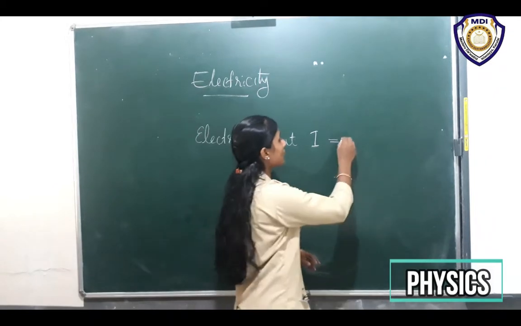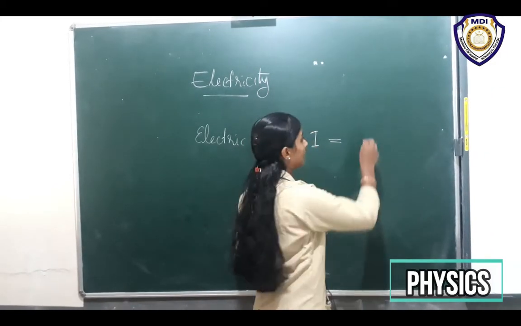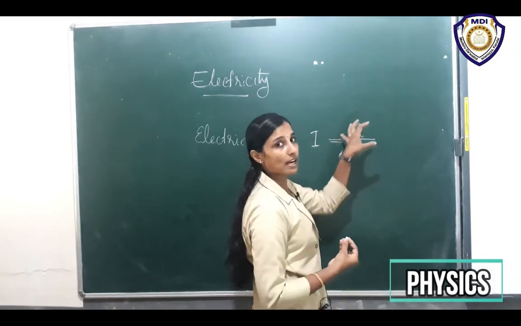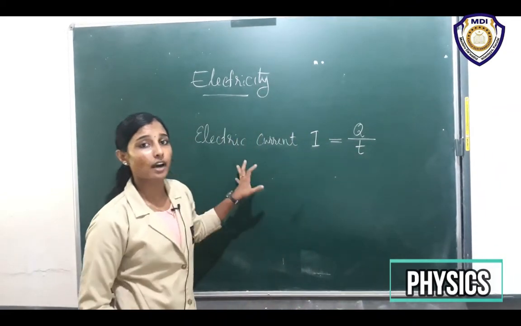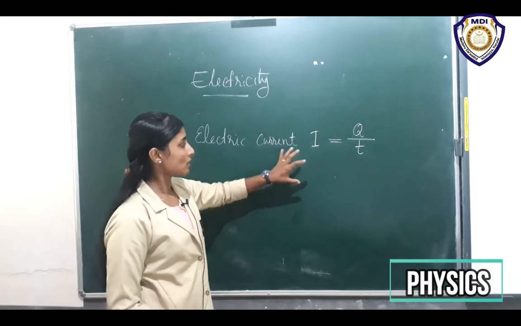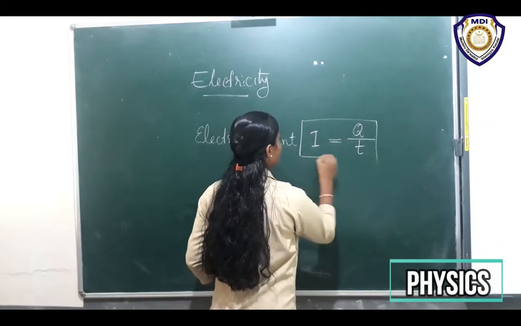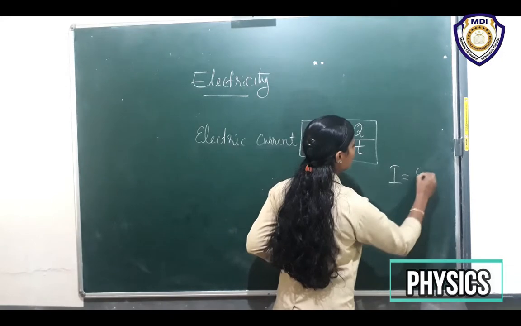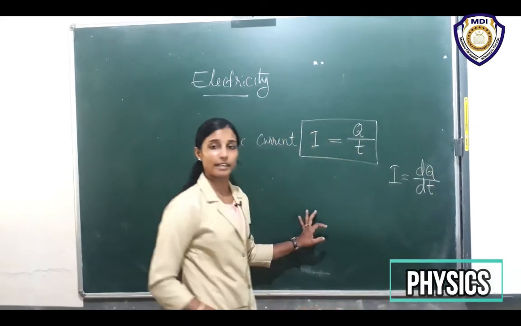Okay, so charge, how can we represent charge? It is represented by the letter Q. That is, flow of charge per unit time, or we can say rate of flow of charge, is electric current. So this is the equation for electric current. Actually the rate of flow of charge we have to represent like this, that is dq by dt.